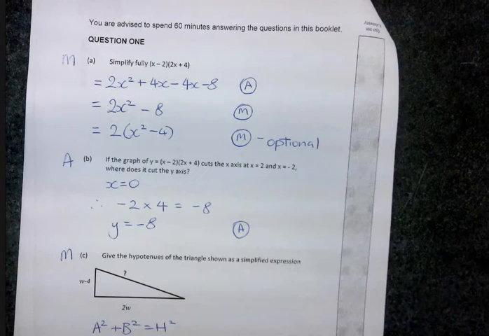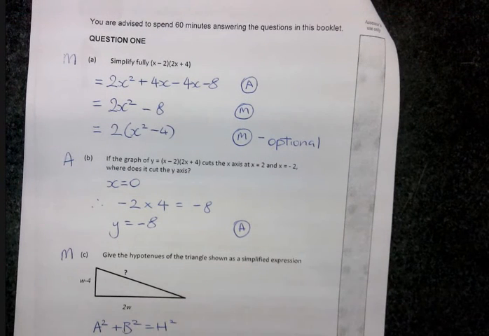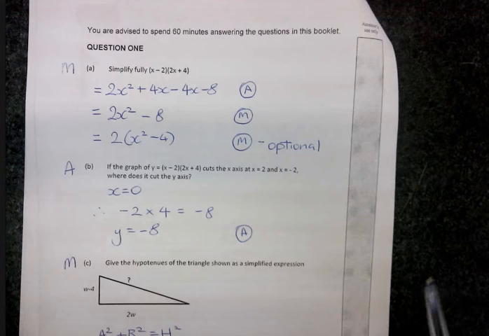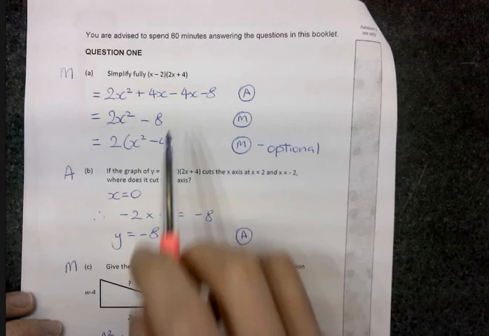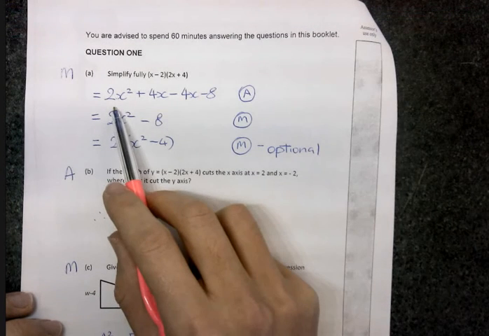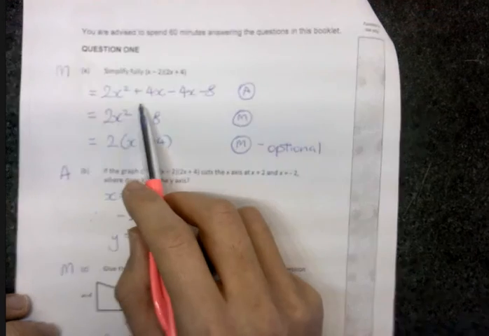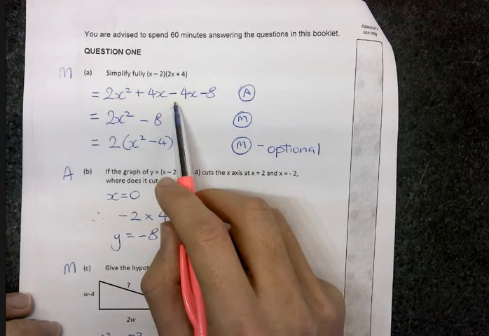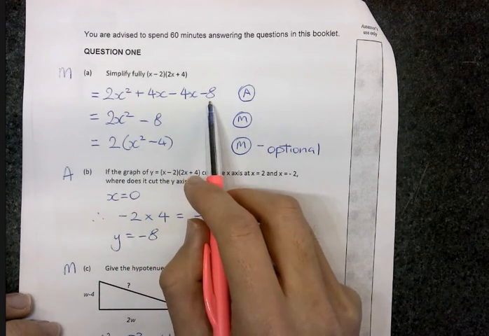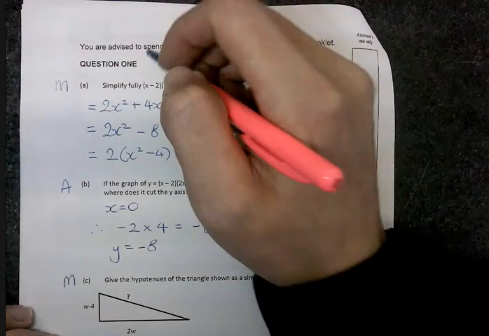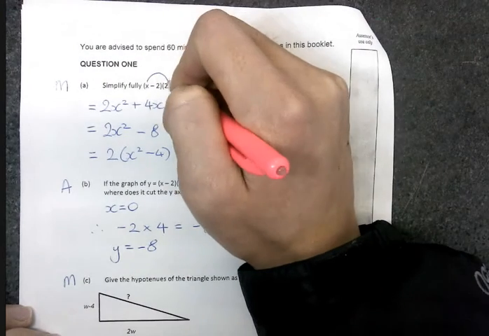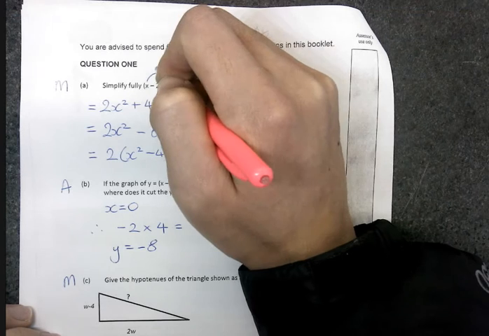Question 1, it says simplify fully (x − 2)(2x + 4). What you need to be able to do is expand it out into the first form, which is given to you as 2x² + 4x − 4x − 8. The way you can do it is that you need to multiply x with 2x. That will be the first step.